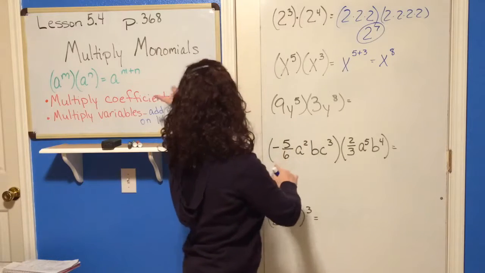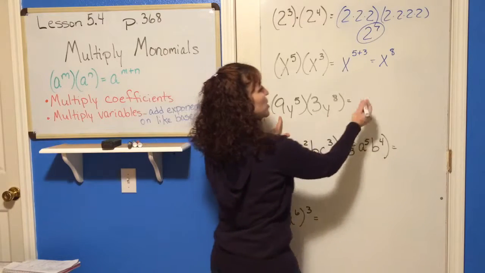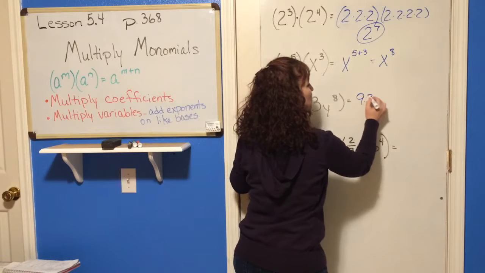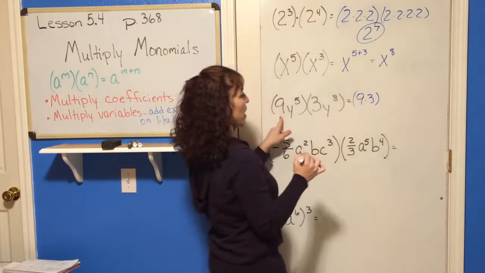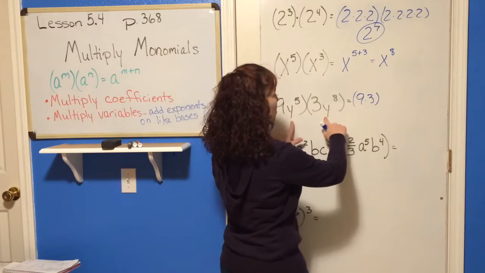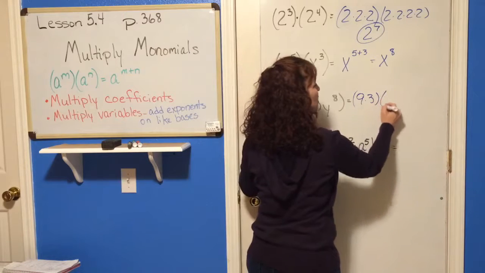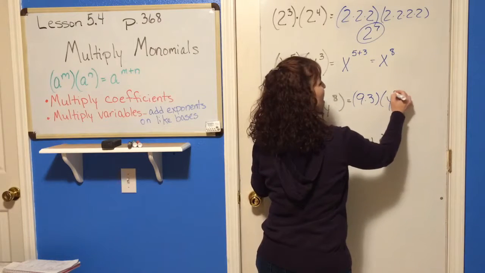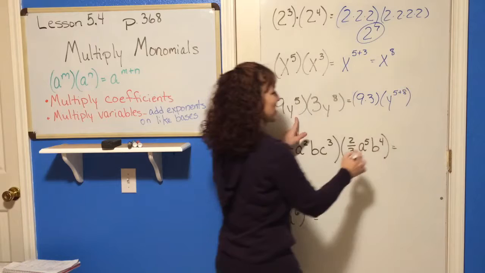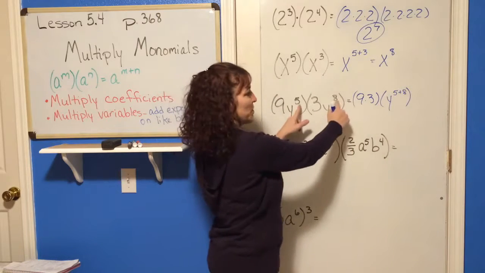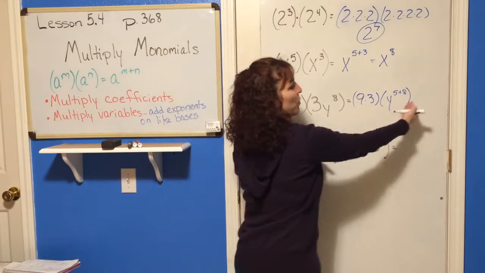So we're going to first multiply the coefficients. So we'll have 9 times 3. And then we're going to multiply the y to the 5th and y to the 8th. So we have y to the 5 plus 8 because it has the same base. So we're simply going to add the exponents. So now we multiply them.